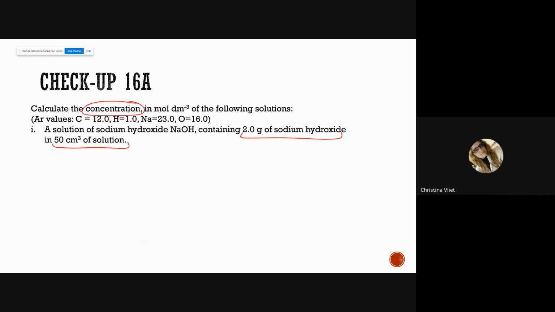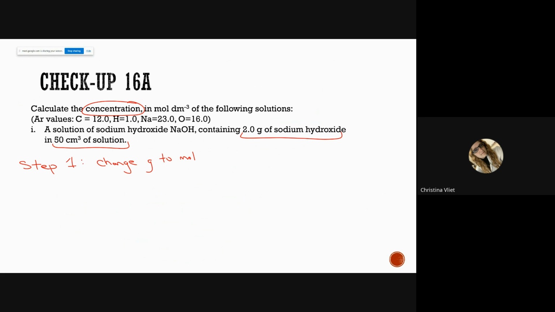What's concentration defined as? Moles over decimeters cubed. Do we have both the moles and the decimeters cubed right now? No. What do we have instead of moles? So step 1, change grams to moles. Well, how do we do that? Divide the grams by the relative formula mass. Perfect. Or the molar mass.